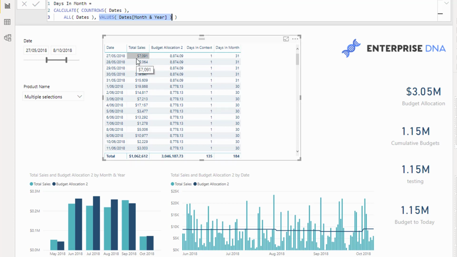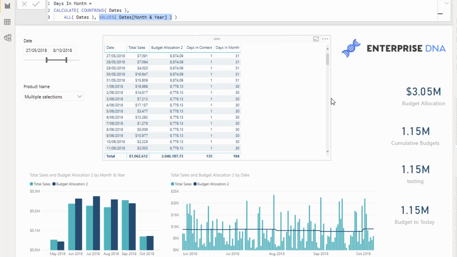That's what values enables you to do. Return filters from the month and year. So it actually gives me the very specific month and year context for whatever one I'm in. Okay, so I know that for May I've got 31 days, and for June I've got 30 days.